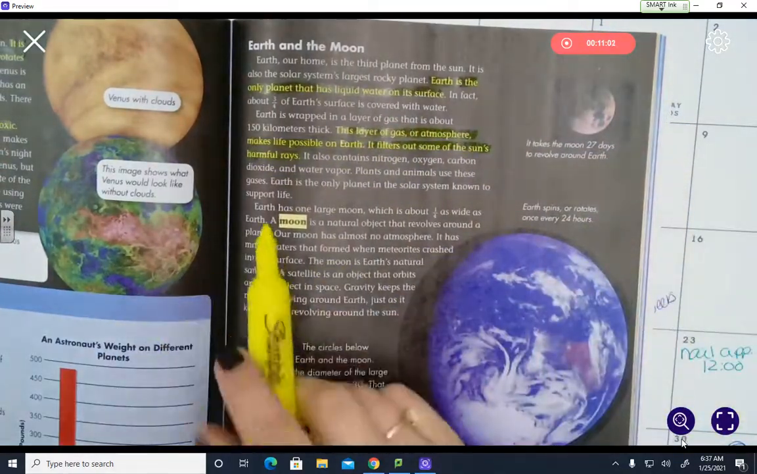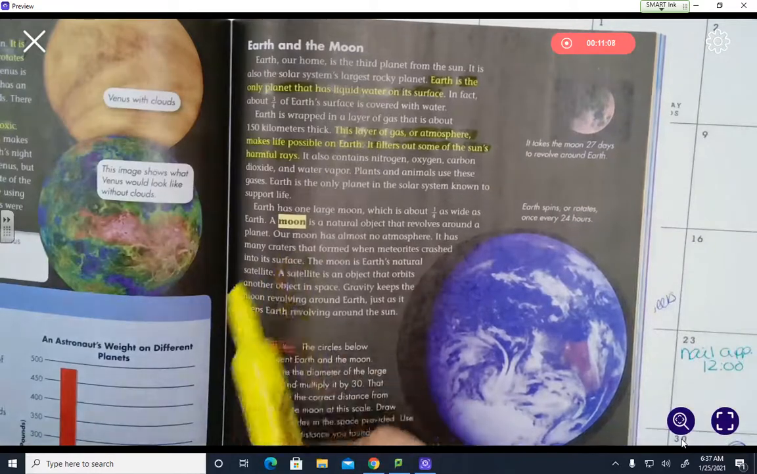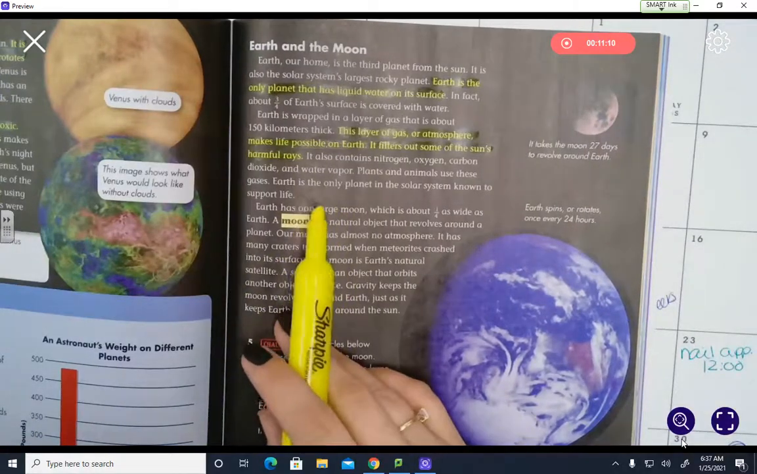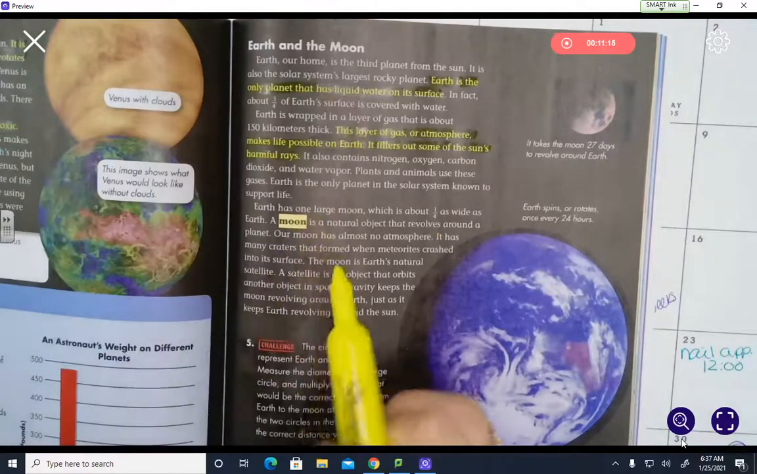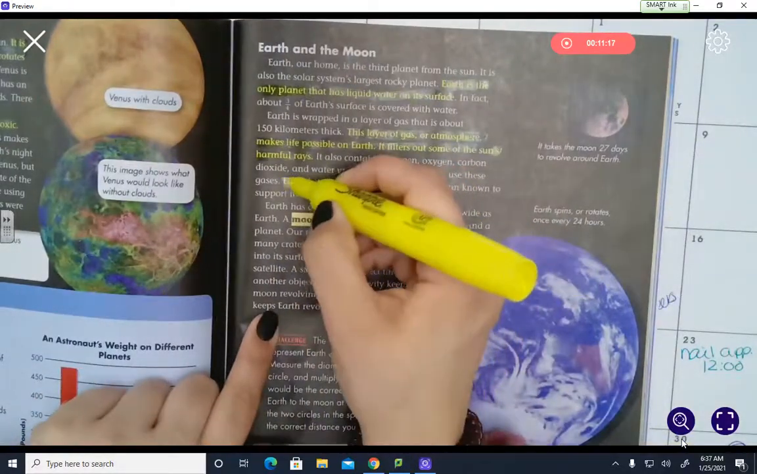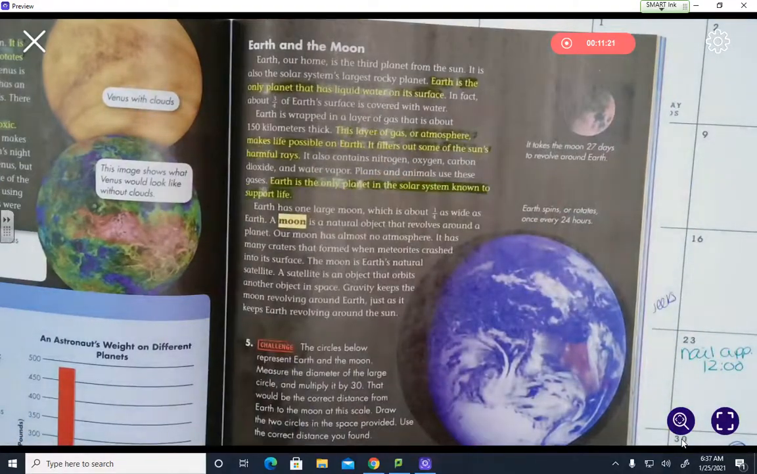Plants and animals use these gases. We are considered animals in that sentence. Earth is the only planet in the solar system known to support life. Highlight that too. So right now, we are the only planet that we know of that has life.